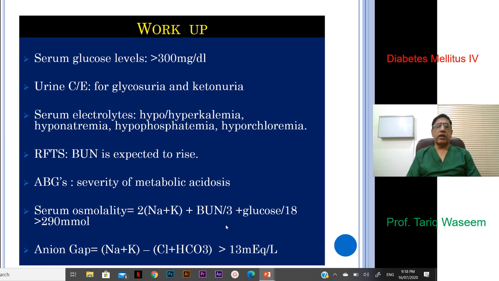You also check for the anion gap, and anion gap is checked by knowing the serum sodium and subtracting the value of chloride and bicarb. And if this difference is more than 30, it would be called a wide anion gap metabolic acidosis.